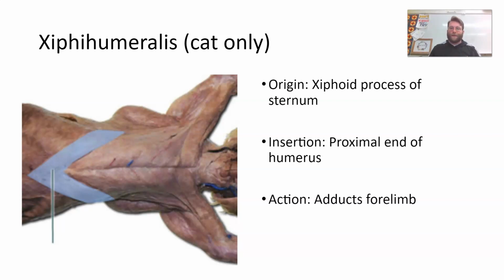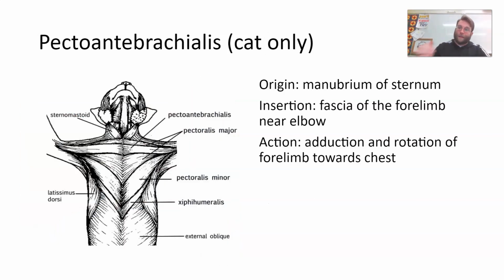So again, xiphoid process of the sternum is the origin. It inserts on the proximal end of the humerus, and its action is to adduct the forelimbs, or to bring in the arms. The other muscle that we'll see on the cat that's important, again, just kind of as a landmark to help us understand the locations of different muscles in the cat, is the pectoantebrachialis.